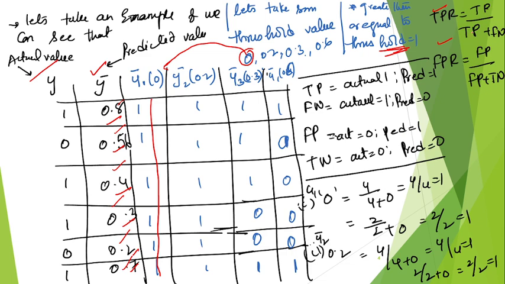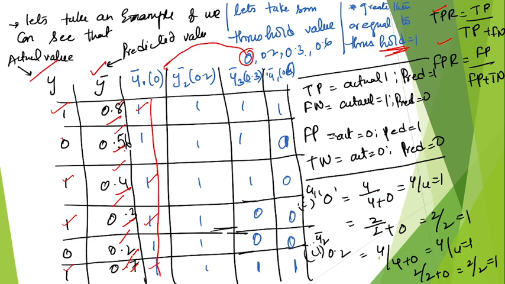True positive, FN. What is TP? Actual one, predicted one. Actual one, predicted one. Actual one, predicted one. Actual one, predicted one. That's what I have given for Y1, so TP is 4 by 4. What is FN?